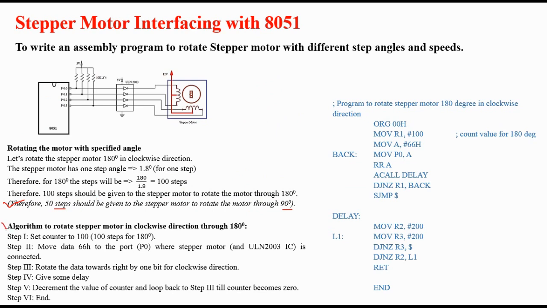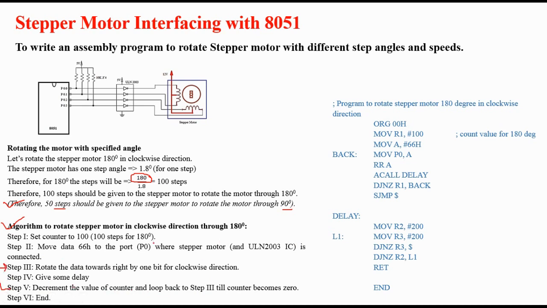Okay, now let's go through the algorithm. Step 1, set the counter to 100. Why 100? 100 is for 180 degree, right? Then move the data 66 to the port P0 where the stepper motor is connected. Then rotate the data towards right. The rest of the things will remain just like the previous program. Towards right by 1 bit for clockwise direction. Give some delay and decrement the value of counter and loop back to step 3. It means that again we will have to go to step 3.